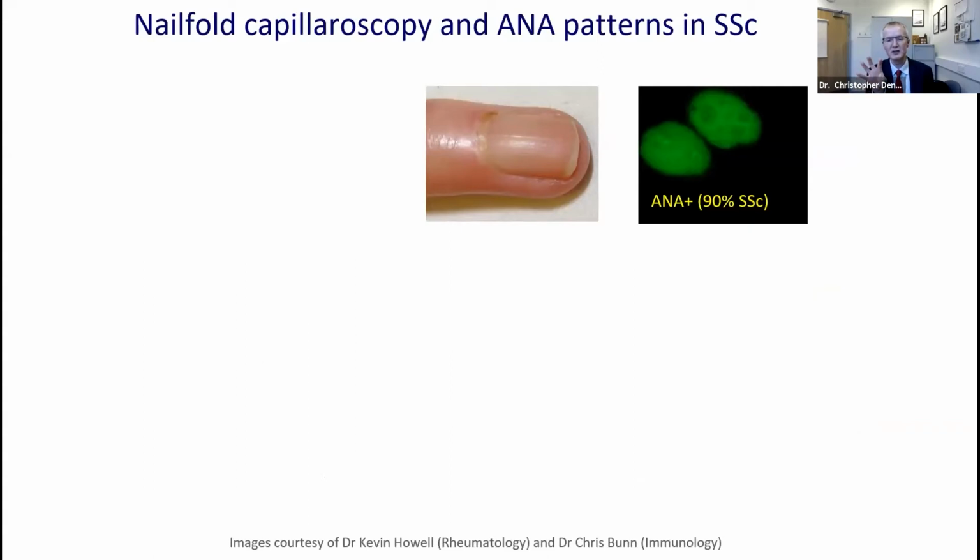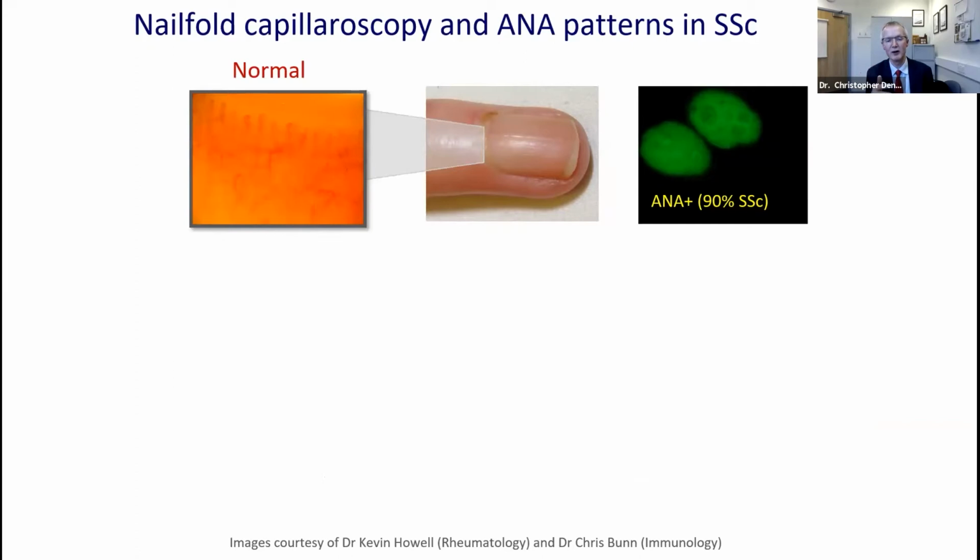So a patient with a positive antibody and abnormal nail fold capillaries will be at much increased risk of developing a connective tissue disease in the future, even if they haven't got a connective tissue disease when they attend the Raynaud's clinic. Here you can see a very nice photograph showing very normal capillaries, a high density of capillaries in the nail fold, normal diameter and a normal capillary density.